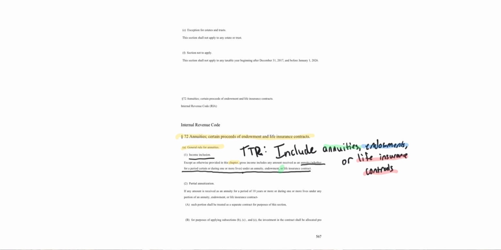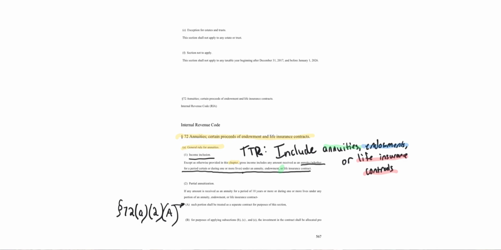Now, I want to show you some referencing. Many of you already know how to reference code sections, right? You know section, subsection, paragraph, subparagraph, clause, subclause. So 72, subsection A, general rule for annuities. Then we have paragraphs, paragraph 1 and paragraph 2. Look down here to A. So if I asked you for what this level is, where I have the arrow, that's going to be section 72, subsection A, paragraph 2, subparagraph cap A, or subparagraph A. Okay, that's how we would say that.